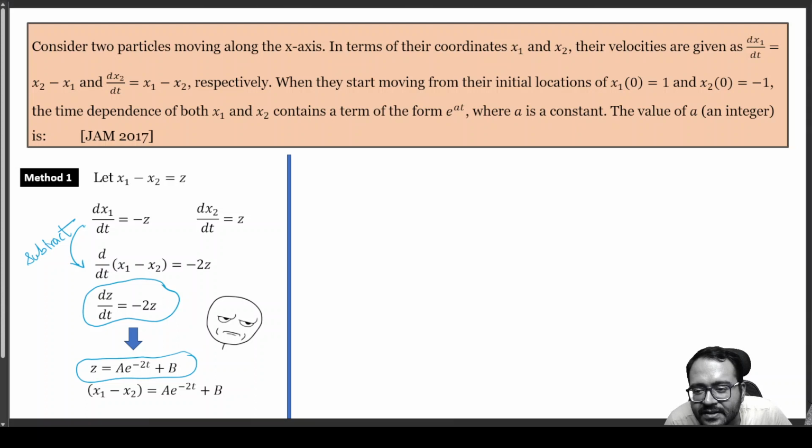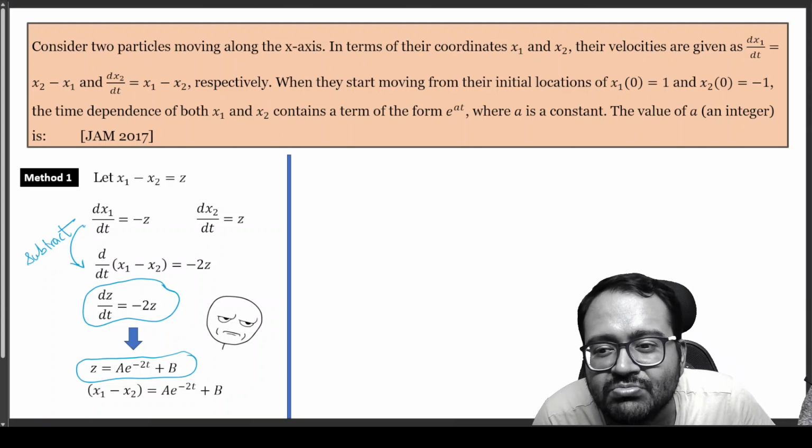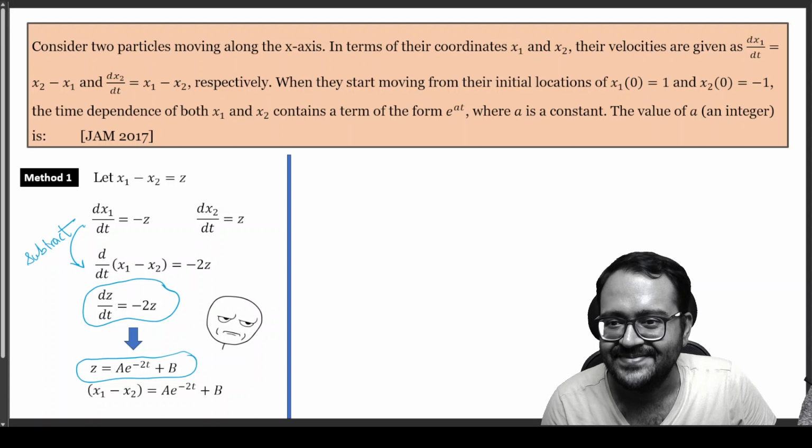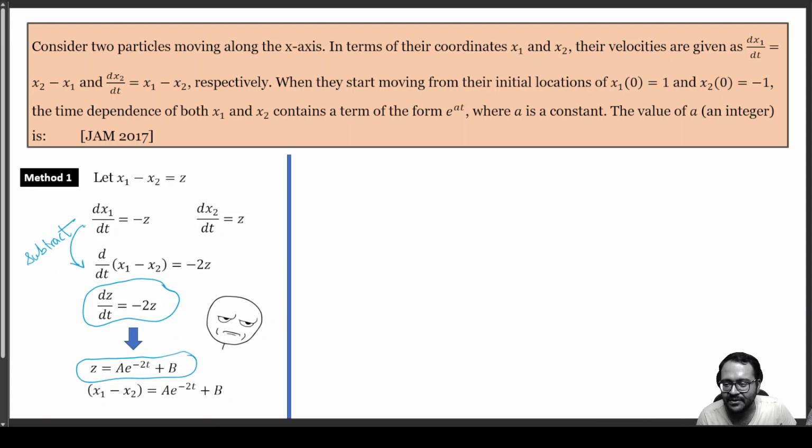Do I see my face? Is it good? I guess you got it. Some of you get it.